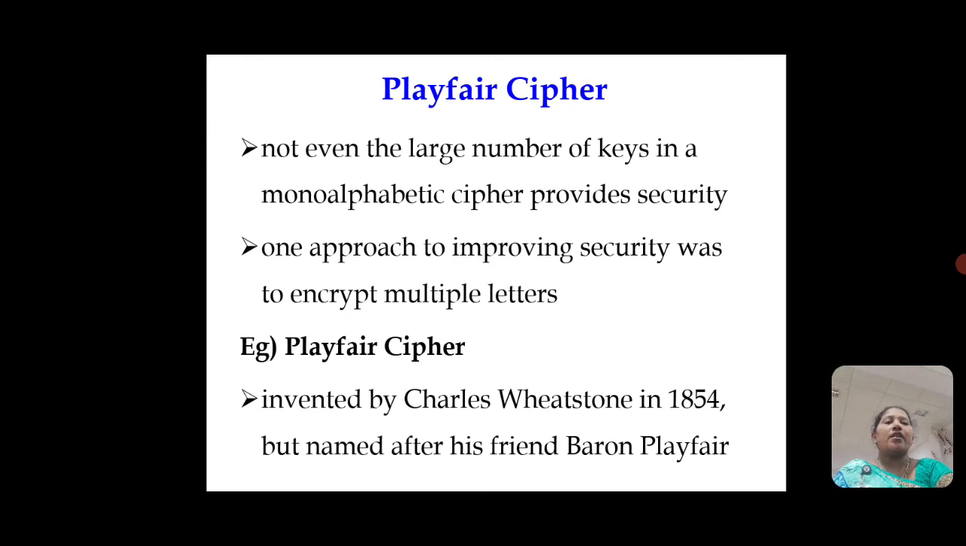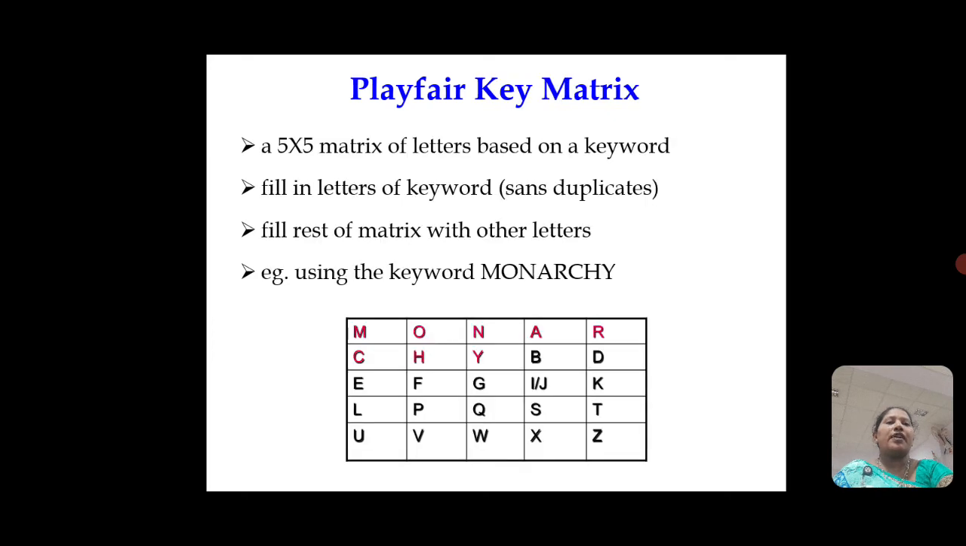So the last technique we are going to see here is the Playfair cipher. This Playfair cipher has very good security compared to your Caesar cipher and monoalphabetic cipher. It was invented by Charles Wheatstone in the year 1854, and it is named after his very best friend, Baron Playfair. This is an introduction to the Playfair cipher.